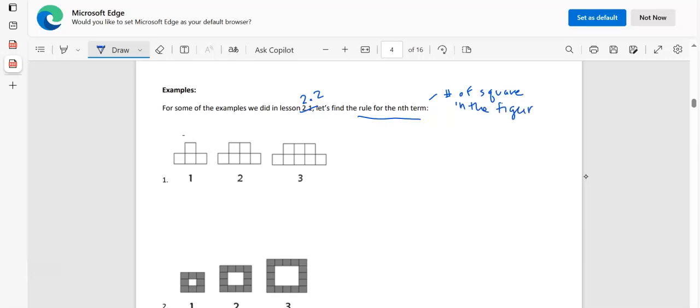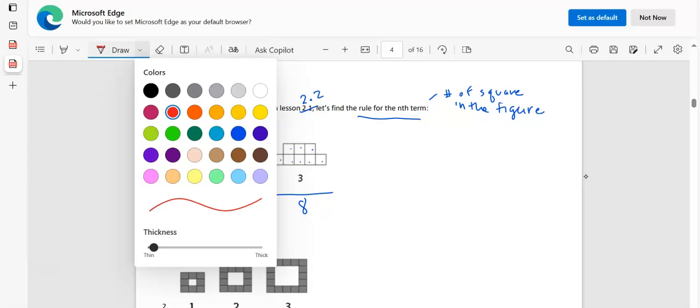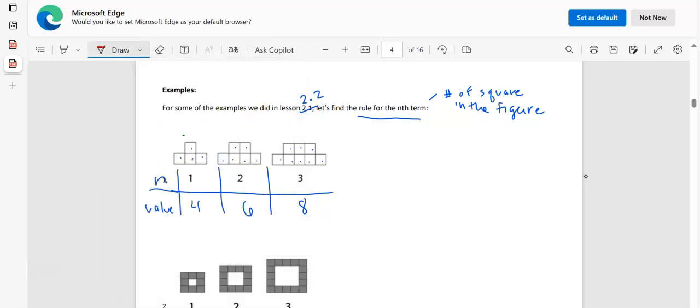So I think that would be a good thing to define. So what we're going to do is find a numeric pattern. I'm going to turn this into a table where this is my n and this is my value. My value meaning the number of squares. So 1, 2, 3, 4, 5, 6, 7, 8. And if you want, you can look back at your notes from lesson 2.2 and record the number of squares in figure 4 and 5.